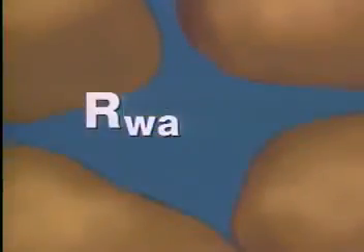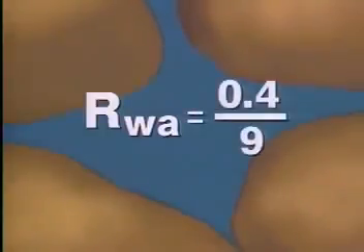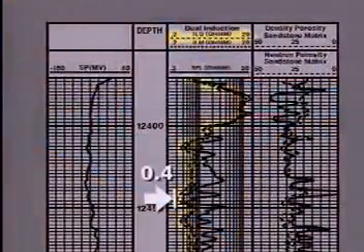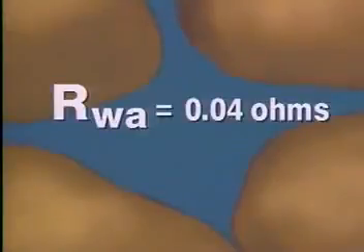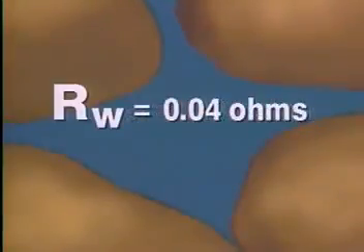Now, to find the R sub WA of the water-wet sand, we simply divide the formation factor 9 into 0.4 ohms, the induction log deep reading obtained from the dashed curve. Our R sub WA then becomes 0.04 ohms. Since we determined this value in a 100% water-wet formation, where R sub W is equal to R sub WA, we now have established a value for R sub W as 0.04.